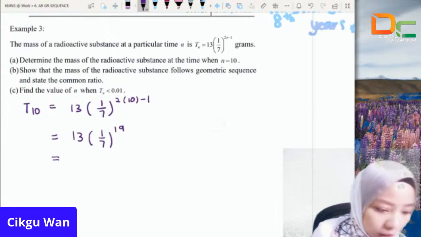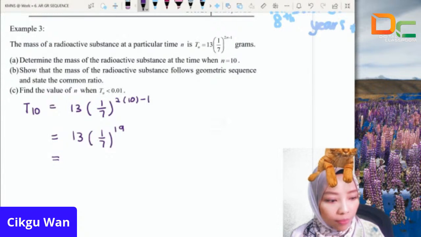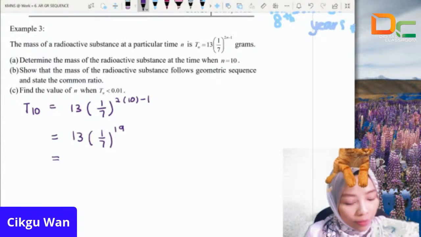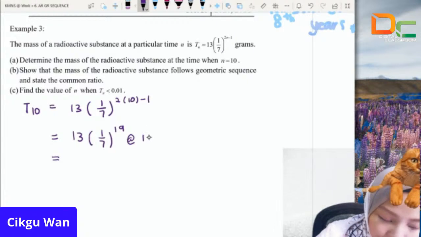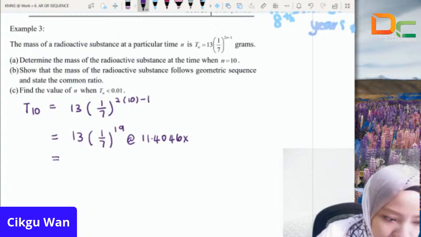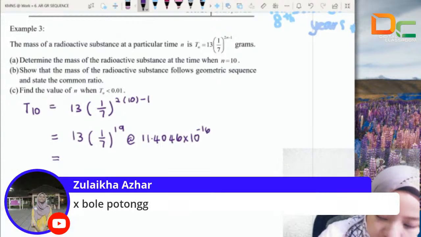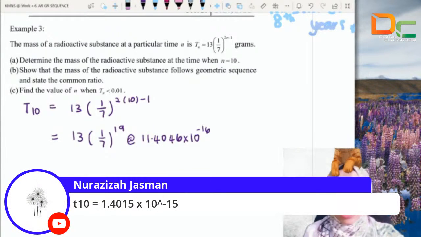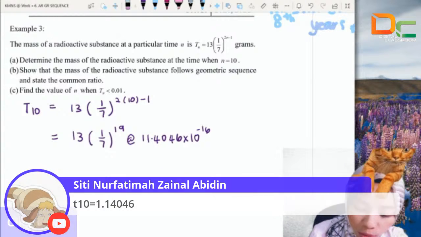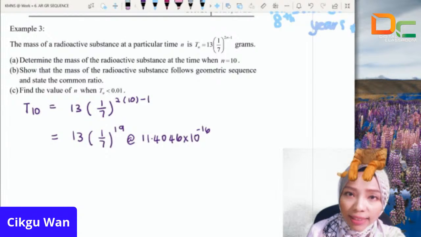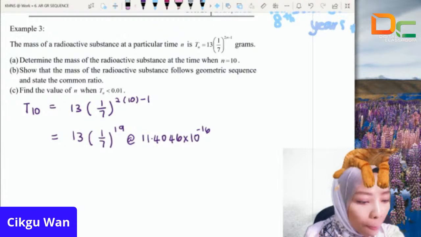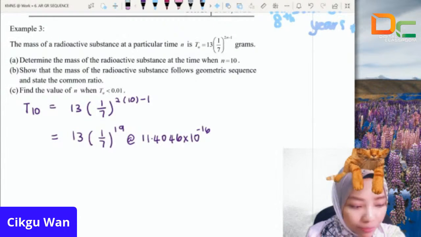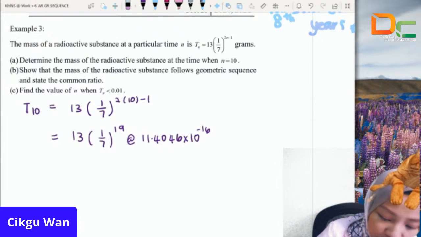Okay, can you give me the answer? Okay, you may leave it as this, or it's equivalent to 11.44046 times 10 to the power of negative 16. If you say 1.1, then it will be times 10 to the power of negative 15. Alright. Okay, we've done part A.